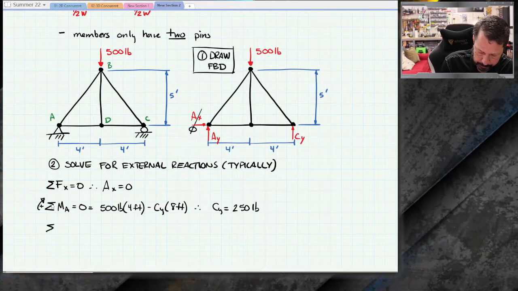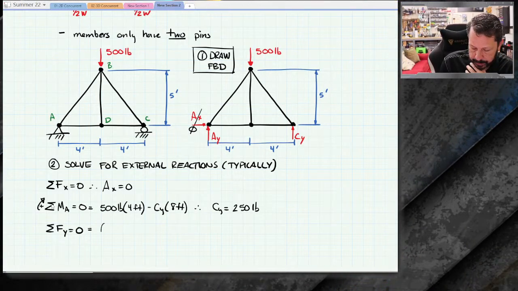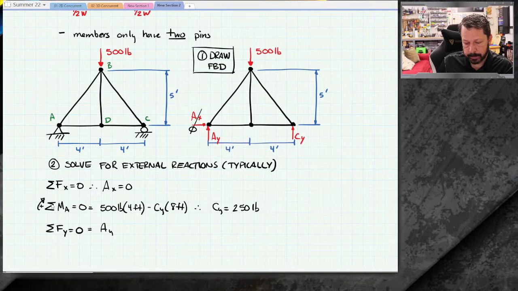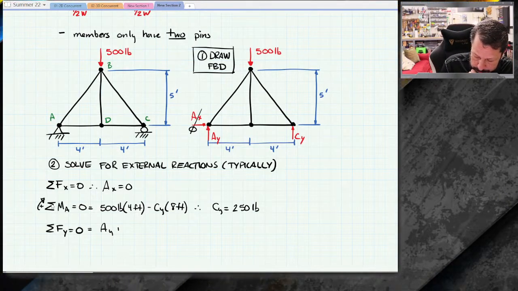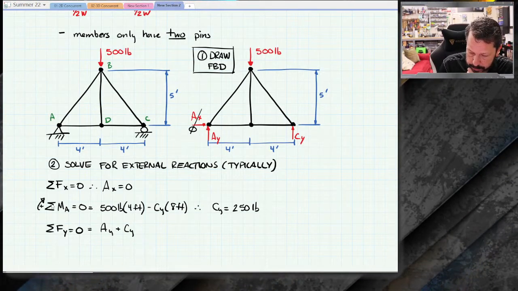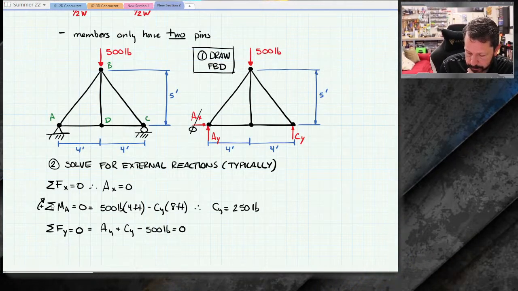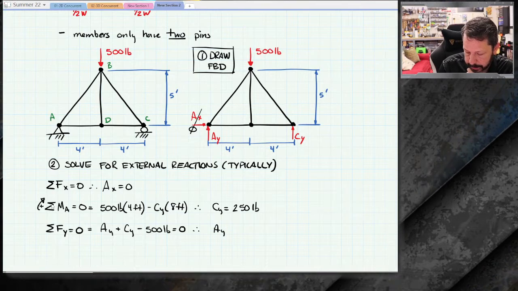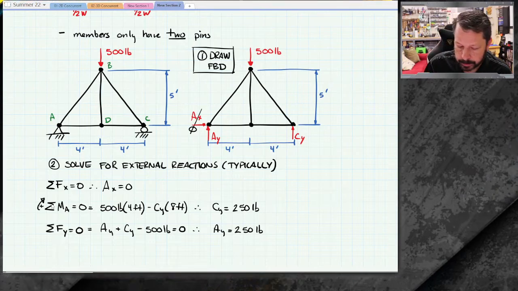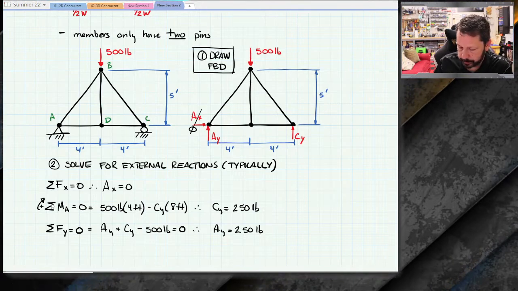Then I can write summation of forces in the y direction equals 0, and that would be AY. I typically like to write the equation based on the free body diagram and then plug in numbers. So AY plus CY, even though I just know what CY is, I want to put the variable CY, minus 500 pounds equals 0, and if I solve that, it'll tell me that AY is also 250 pounds. Okay, so that one really doesn't need all the equations because it's obvious, but just so we have them written down again.